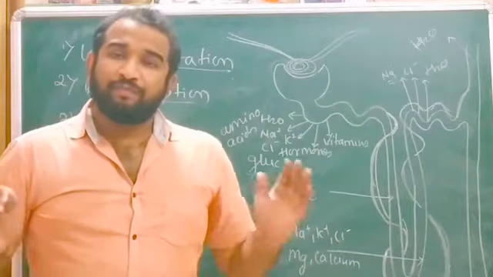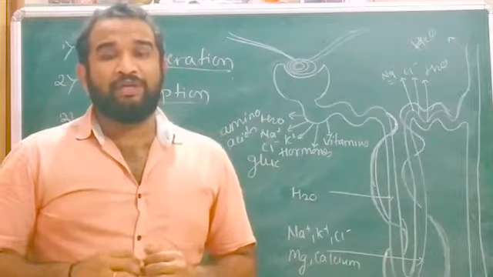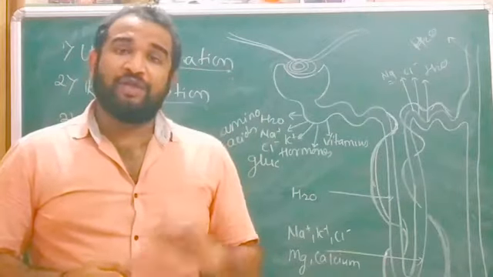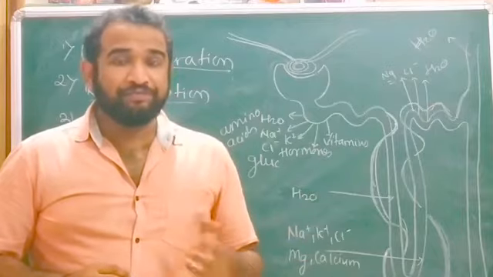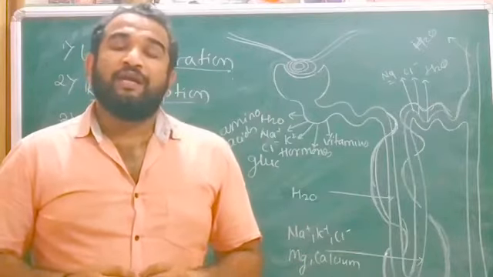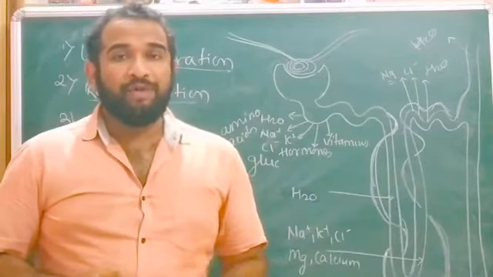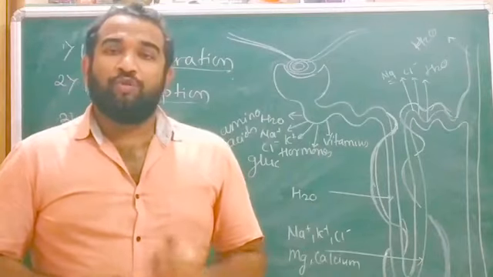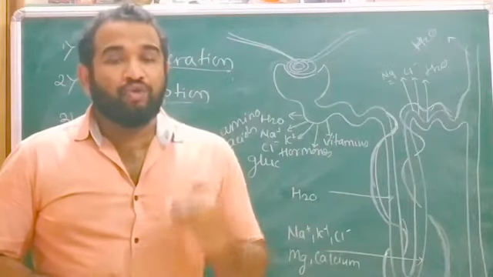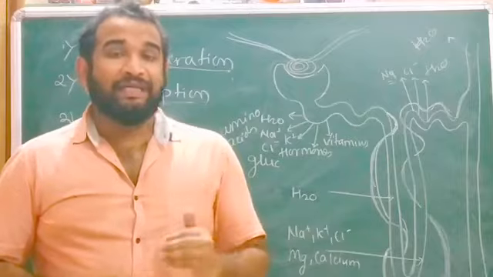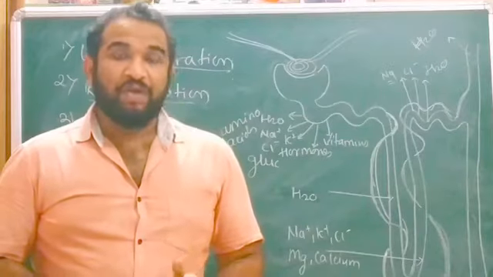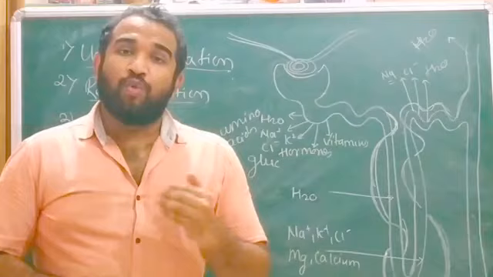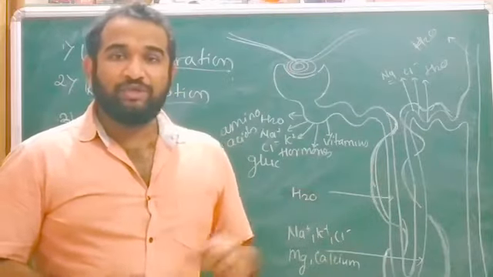In both the kidneys, the glomerular filtration rate that we studied in the previous video lecture is that per minute 125 ml of the filtrate is formed, which is called the glomerular filtration rate. In one day, 180 liters of the filtrate is formed, but this 180 liters is not excreted in the form of urine. So let's see what happens here.